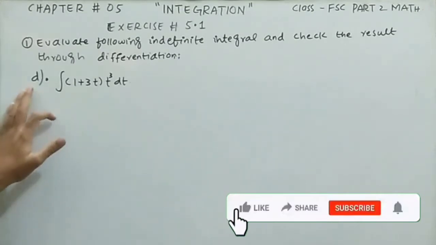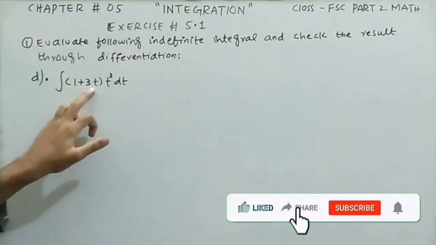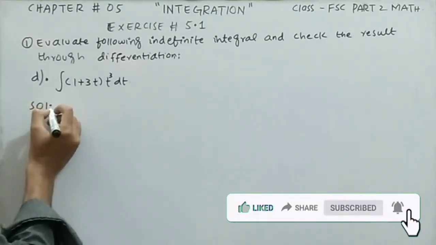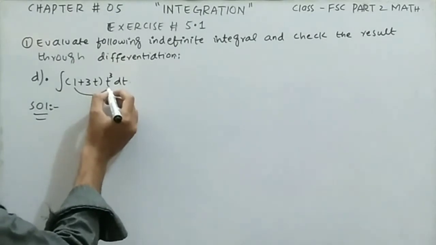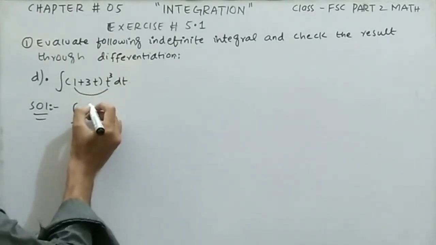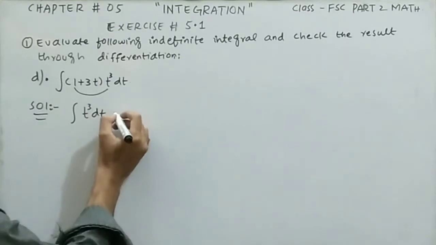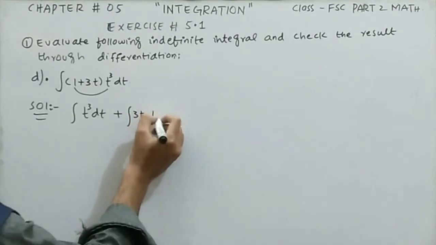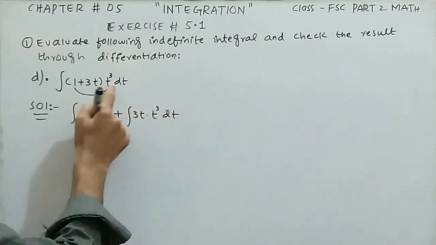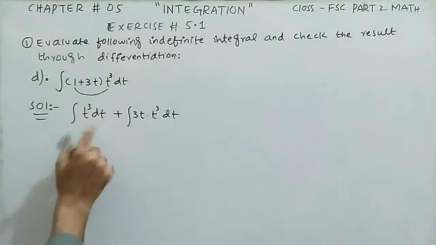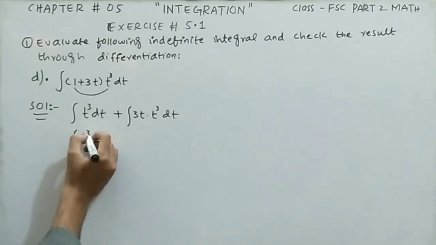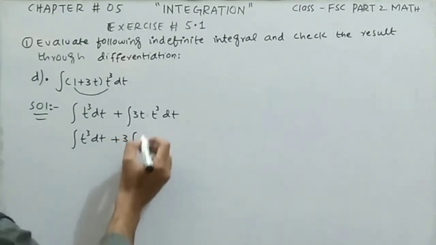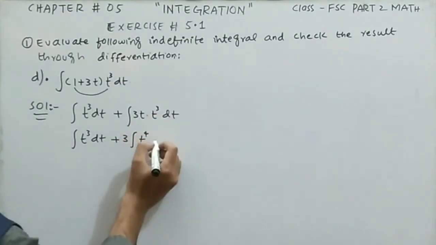Now move to the next part, part number D. It asks for the integral of 1 plus 3t multiplied by t cube dt. So move to the solution. Over here we have 1, so 1 multiplied by t cube dt gives the integral of t cube dt, and after this plus 3t into t cube, so it becomes the integral of 3t multiplied by t cube dt. Now the integral of t cube dt, and over here 3 is a constant, so it comes outside of the integral, and t multiplied by t cube gives us t power 4 dt.